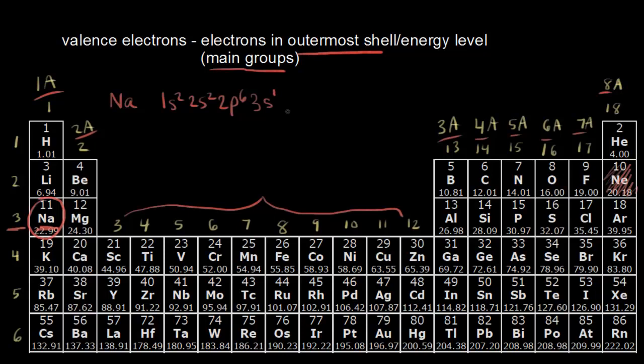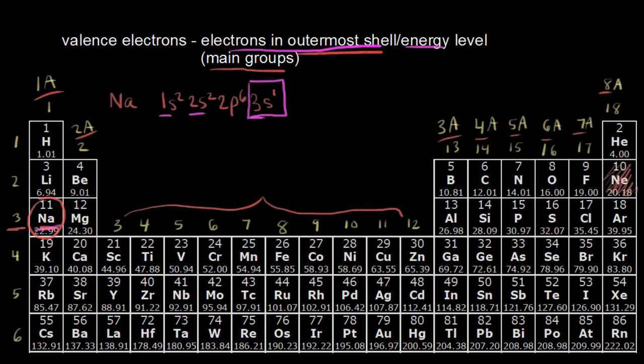When I want to figure out how many valence electrons sodium has, the number of valence electrons is equal to the number of electrons in the outermost shell, the outermost energy level. Sodium has the first energy level, second energy level, and the third energy level. The outermost energy level would, of course, be the third energy level. If I see how many electrons sodium has in its outermost energy level, it's only 1 this time. So that means that sodium has 1 valence electron.